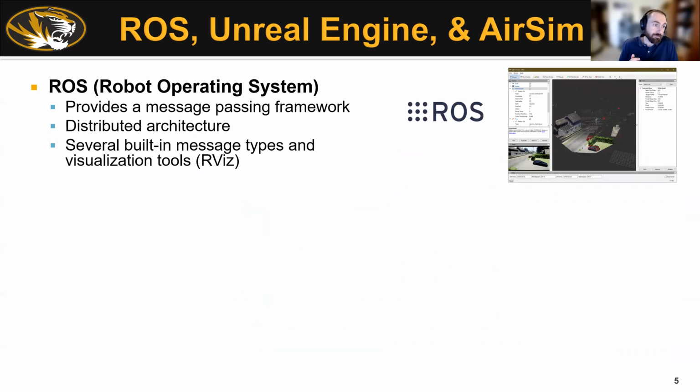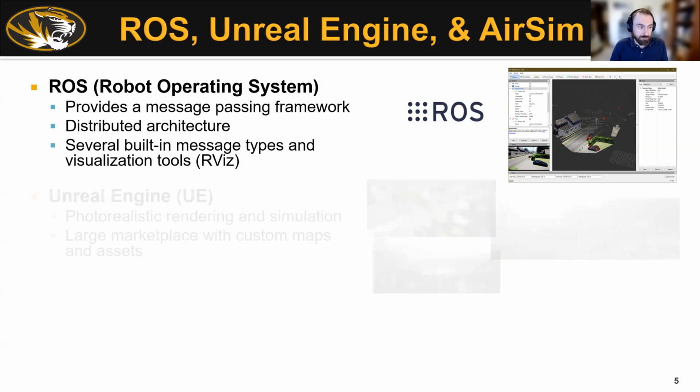ROS stands for Robot Operating System. It's essentially a message passing framework that allows us to have lots of independently distributed nodes in a network that communicate with one another. They're all talking to each other, doing their own computations and their own thing, and they communicate via some standard message types. We can use some of the tools that are part of ROS to help visualize these messages and to understand what we're seeing. So images, point clouds, detections, and control commands can all be communicated with ROS.